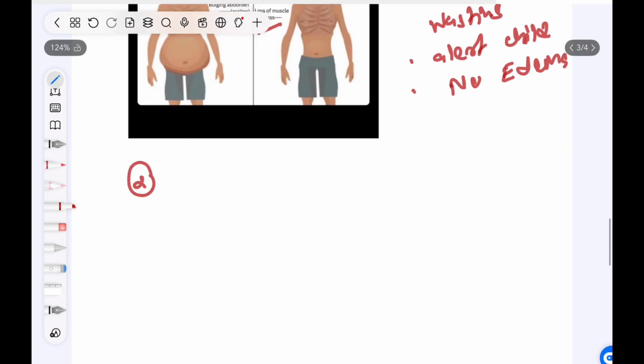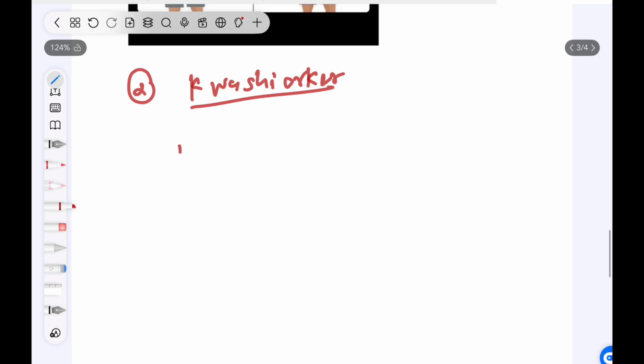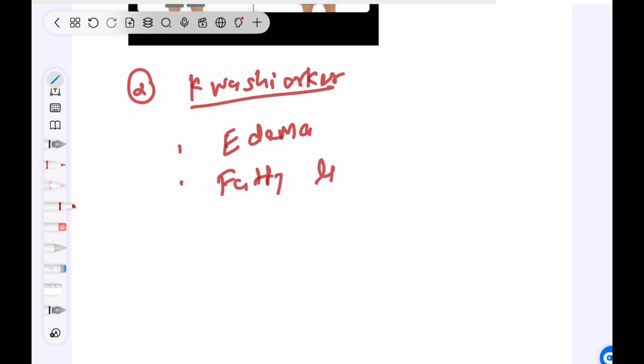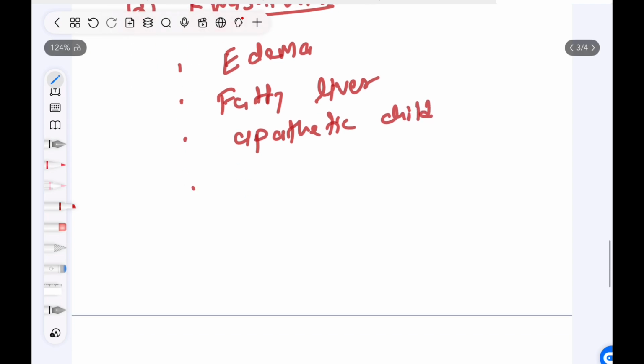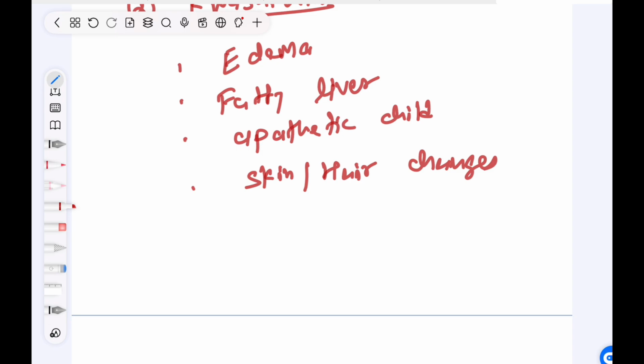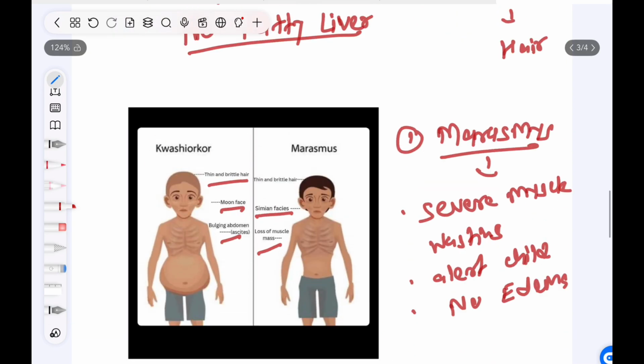And Kwashiorkor, the most important point is edema, then the fatty liver, and apathetic child, and you can see the skin and hair change. So these are the most important points.